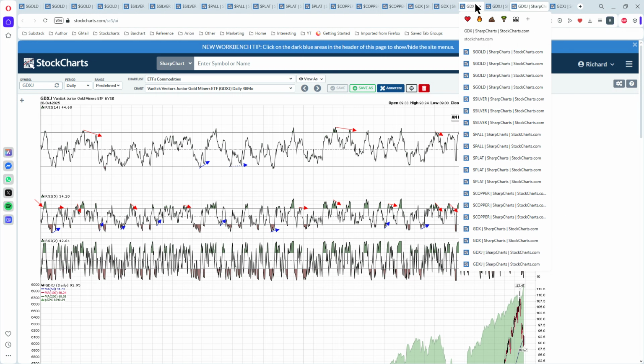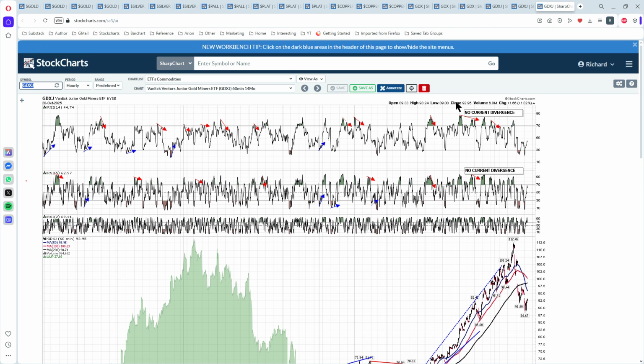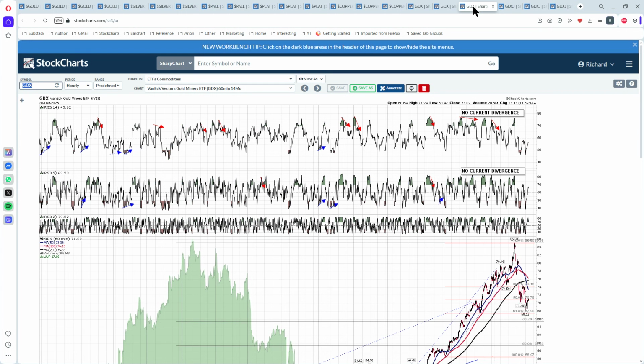Not a lot to see on the hourly charts either. Not much in the way of positive divergence, or nothing. We will see. I've got a possible arguable one on GDXJ here, but we're not seeing any real signs of a reversal here. We shall see.